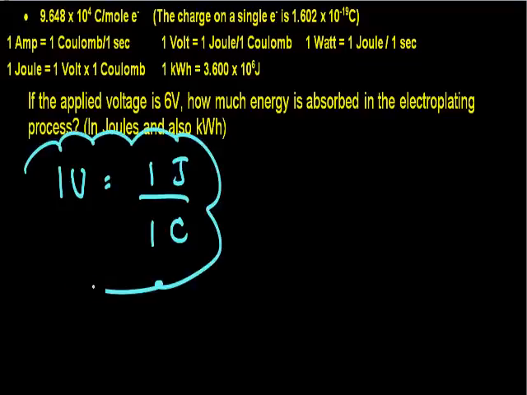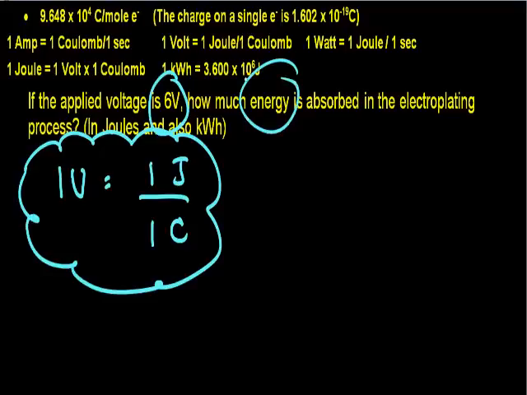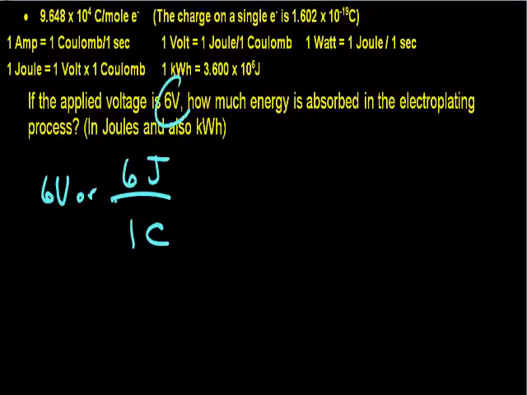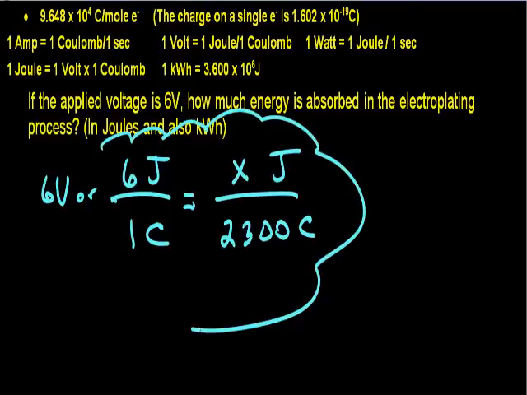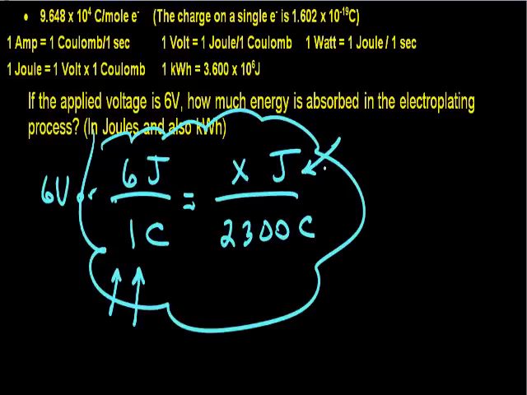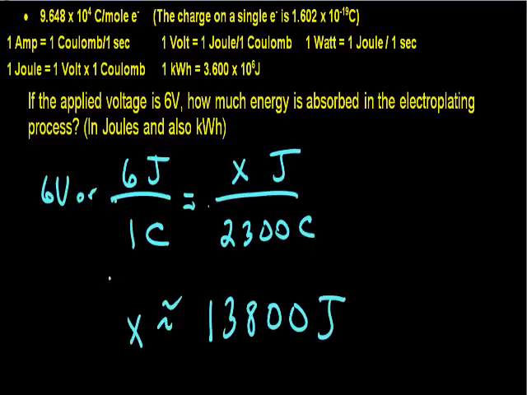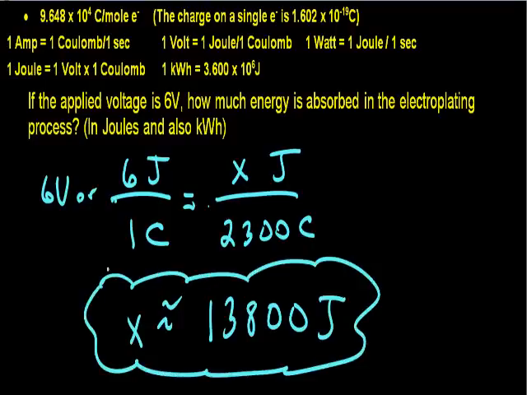Now for our voltage, 1 volt is the same thing as 1 joule per coulomb. Here we're saying the applied voltage was 6 volts. How much energy was utilized in this electroplating process? The 6 volts that were given is the same thing as 6 joules per 1 coulomb. We can use this to set up a proportion. If we know we have 6 joules per 1 coulomb, we're going to have X joules of energy consumed for the transfer of our 2,300 coulombs from earlier in the problem. Solving for X, we get 13,800 joules of energy utilized in the deposition of our zinc.